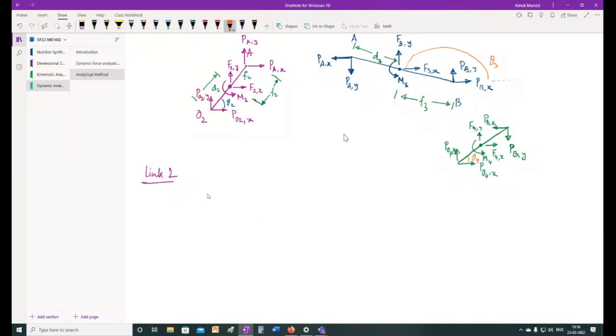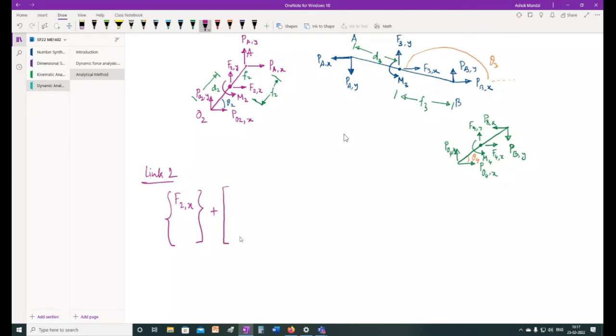Let us now do the force balance for link 2. First we are writing the externally applied force. We will add all the externally applied forces and write that the externally applied force is equal to the inertia force and inertia moment. So first I am writing F2X. We want to write it directly as a matrix equation. Just be with me and see what is happening. This matrix equation consists of three equations, two force balance equations and one moment balance equation.